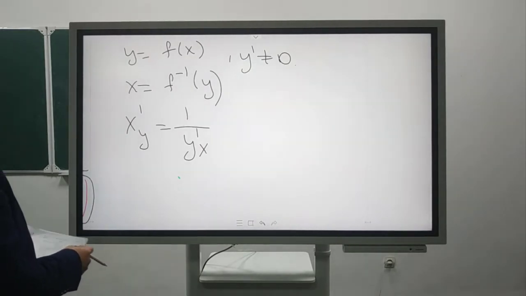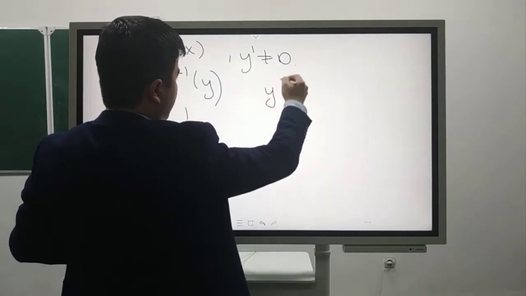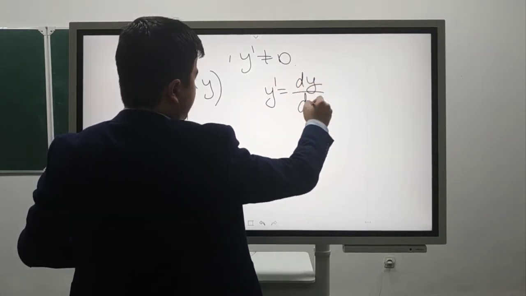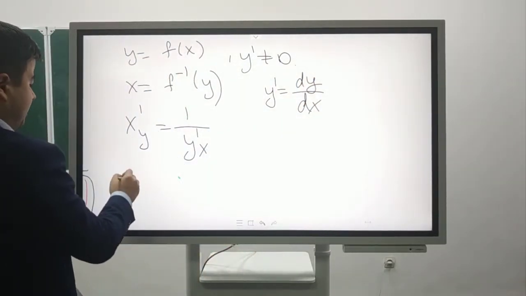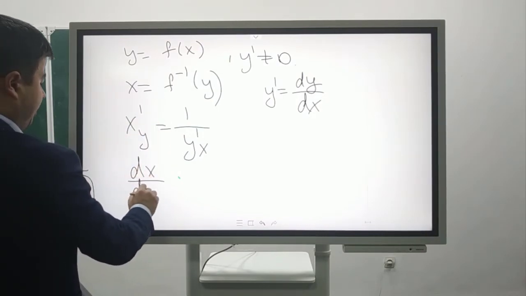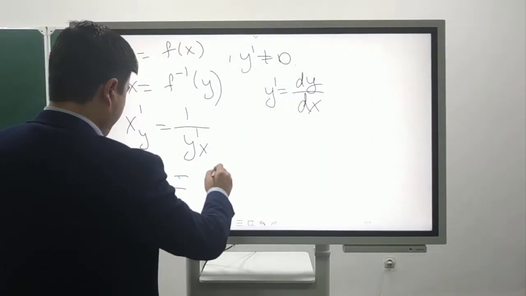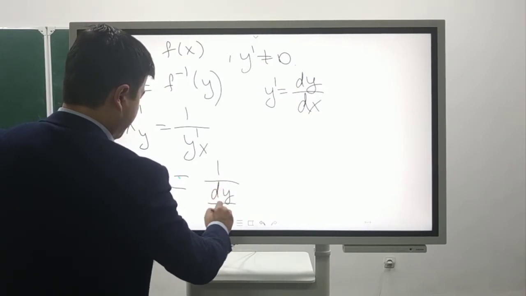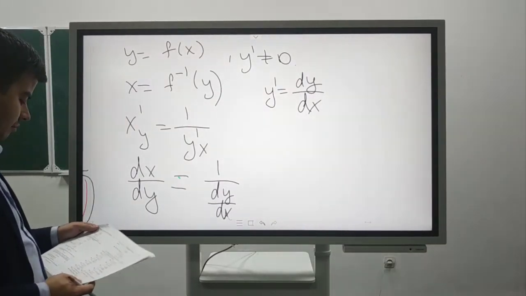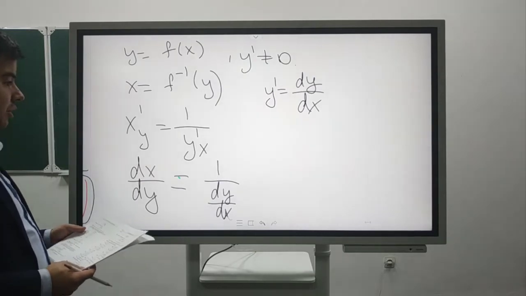Or in this case, we can write, if you know, in lecture you have this symbol, so the derivative of y is differential of y over dx. And in this case, we need to write inversely, so dx over dy is 1 over dy over dx.